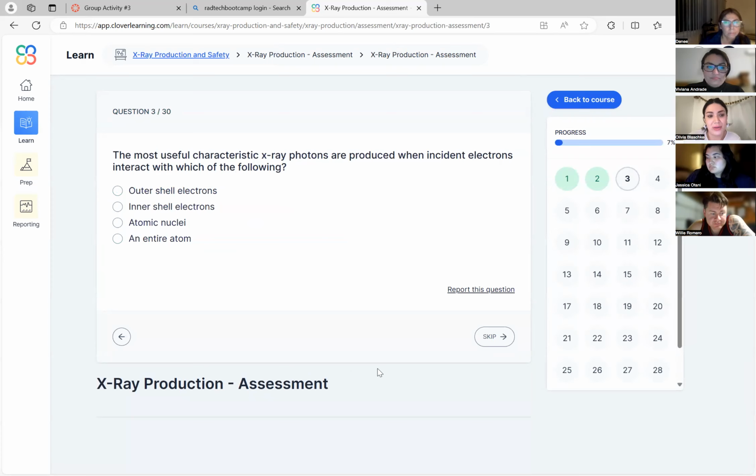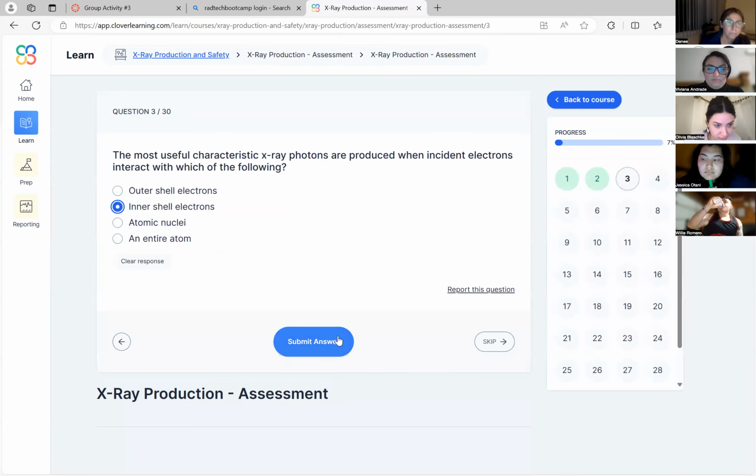Next, we have question number 3. Heidi, you will be doing this question. Okay. The most useful characteristic X-ray photons are produced when incident electrons interact with which of the following? I believe it's the inner shell electrons. I agree. I hope.